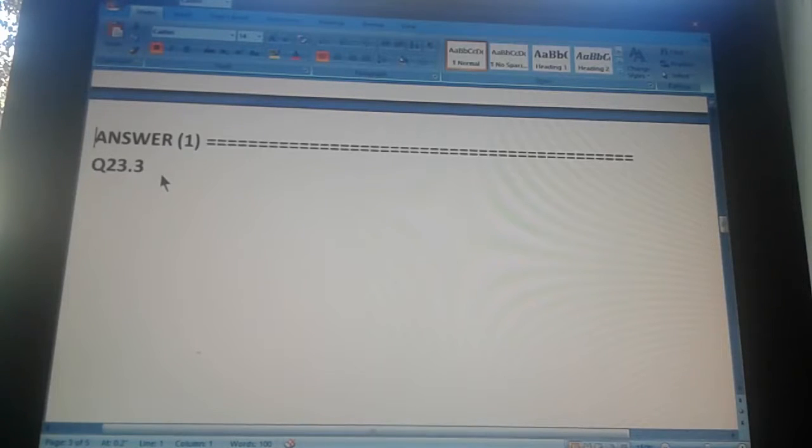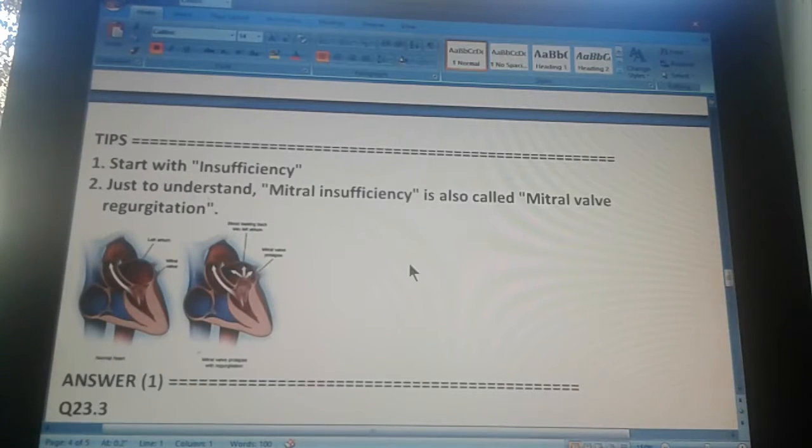If you didn't get it, let's give you a tip. Tip number 1: start with insufficiency, and go from there. Now, tip number 2: just to understand, mitral insufficiency is also called mitral valve regurgitation. You can understand what the problem is if you go looking for pictures of the condition. Look for mitral valve regurgitation, which is the same thing as mitral insufficiency.